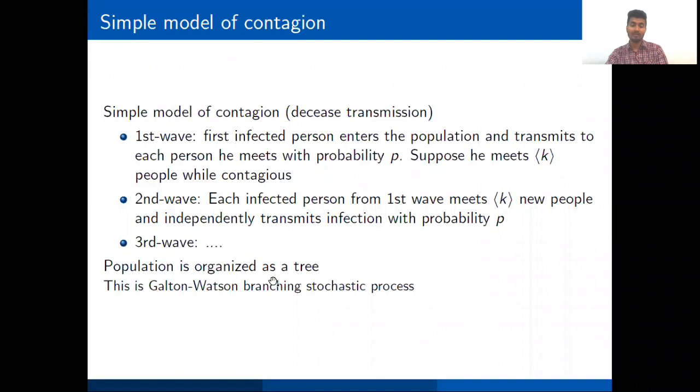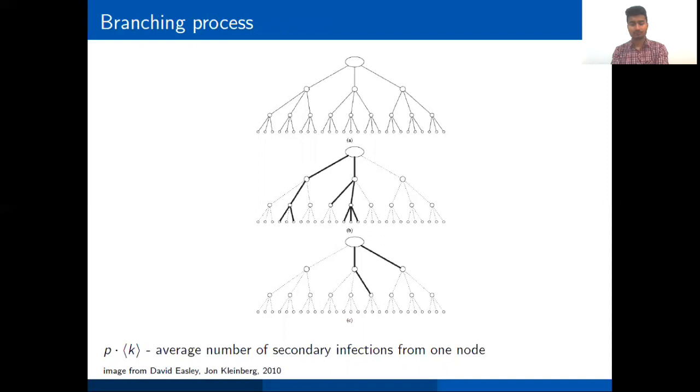we can actually organize it in some sort of tree. So the process we can model in terms of a tree is called the Galton-Watson branching stochastic process, discovered by these scientists. They were the first who modeled this in this way. Now see the branching. Maybe this is the first person with the disease or virus, and he meets other people with a certain probability. So there are three people. He probably didn't meet this person, but he probably met these two other persons, and they got infected by this person.